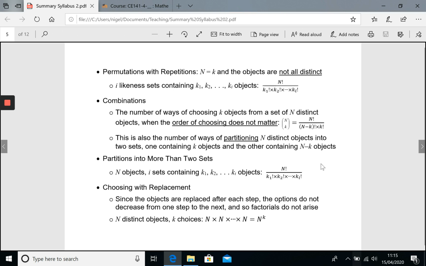We then went on to look at the idea of partitioning when the objects are to be divided into more than two sets. So if we have n objects and we have i sets that we're going to divide them into, the first we want to contain k1 objects, the second k2 objects, and so forth, all the way through to ki objects, then the formula actually turns out to be very similar to the permutations formula. We just take the factorial of the total number of objects and divide by the factorials of the sizes of the sets we're trying to divide them into.